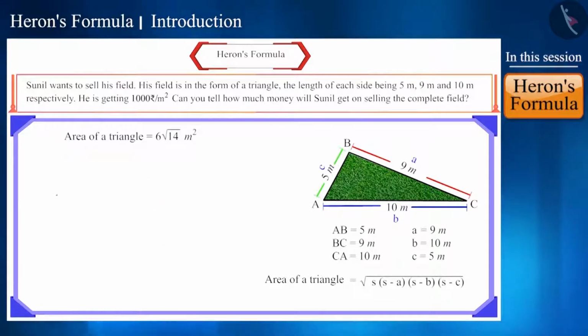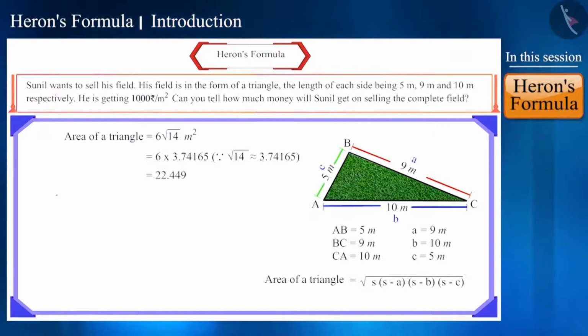Friends, the value of root 14 is approximately 3.74165, and in this way, the total area of the field will be 22.449 or 22.45 square meters.